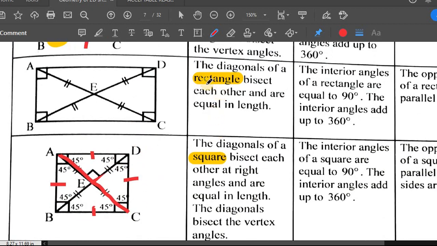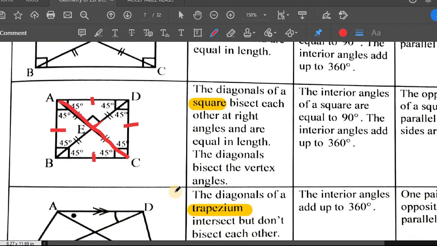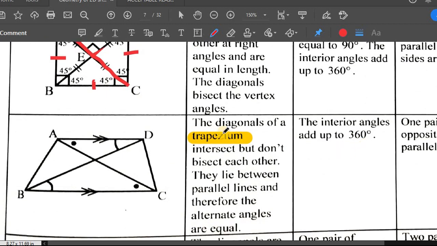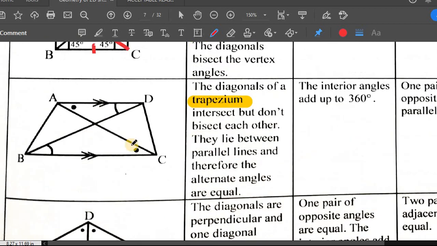Now when it comes to the rectangle and the square, can you see, yes, same story, that it's bisected. AE bisects EC, yes, but BD is bisected at E. Also AE is equal to BE is equal to EC is equal to ED. Can you see that all of them are equal, right? So that's something that you're going to have to read up on this page. What page? 149.